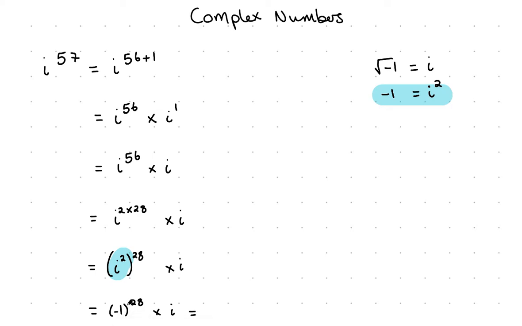That will give me -1 to the power of 28. Now, quick trick, if it's even, it works out to be positive. If it's odd, it works out to be negative. So that's even. So I'm going to have 1 multiplied by i, which we know, nice and easy, is i.